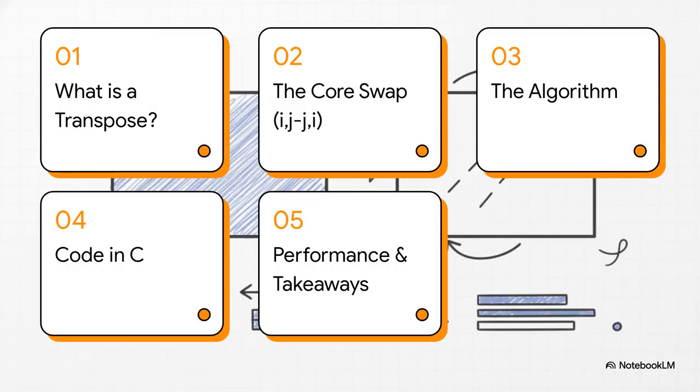All right, so here's our game plan. First, we'll nail down what a transpose actually is. Then we'll get into the secret sauce, that core ij to ji swap. After that, we'll map out a 4-step algorithm, bring it to life with some C code, and then wrap up with a look at performance and the key things you need to remember.